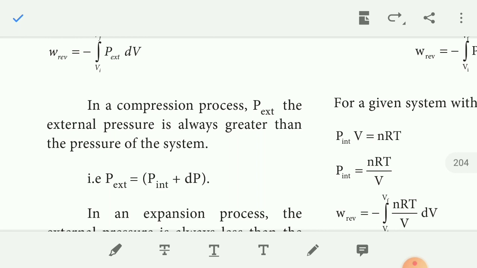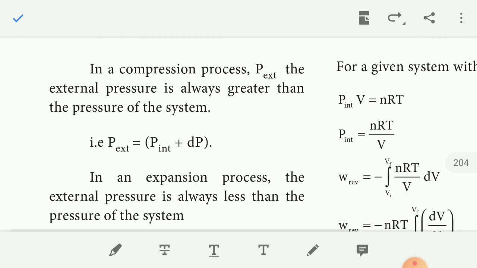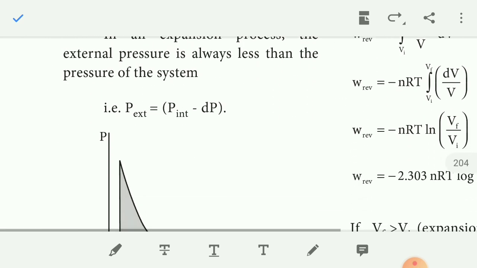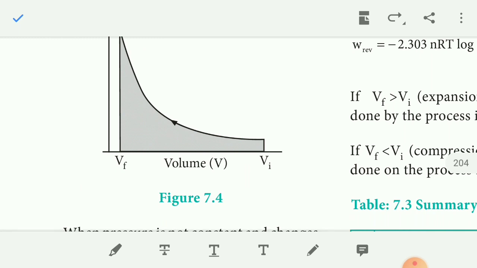So in the compression process, the external pressure is greater than the internal pressure, so plus dP. In the expansion process, the external pressure is always less than the pressure, so P internal minus dP. When pressure is not constant, the change happens in infinitely small steps, the reversible condition. During compression from Vi to Vf, the graph of pressure versus volume looks like figure 7.4. Work done on the gas is represented by the shaded area.